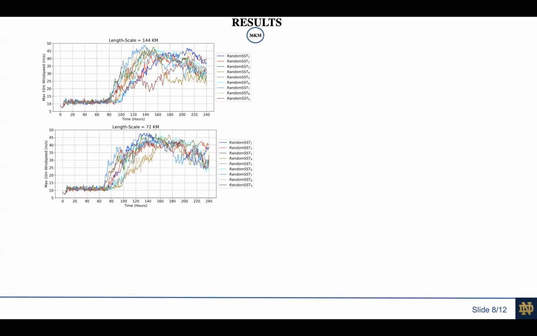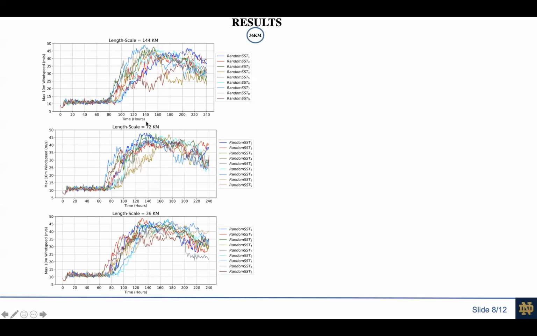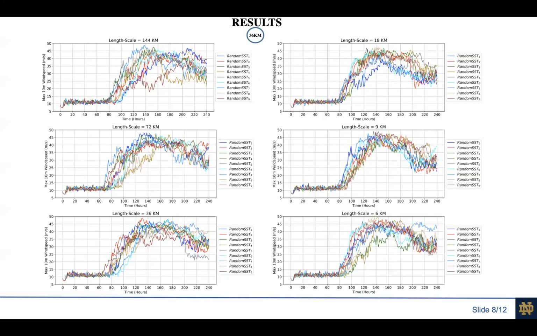We ran the same simulations again, but for smaller length scales of 72 kilometers, 36 kilometers, down to a length scale of 6 kilometers. I want you to notice a different spread in this onset of the period of rapid intensification as we alter the length scale of spatial discontinuities in our random field.